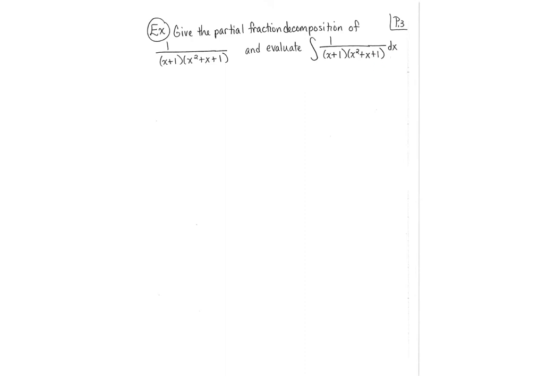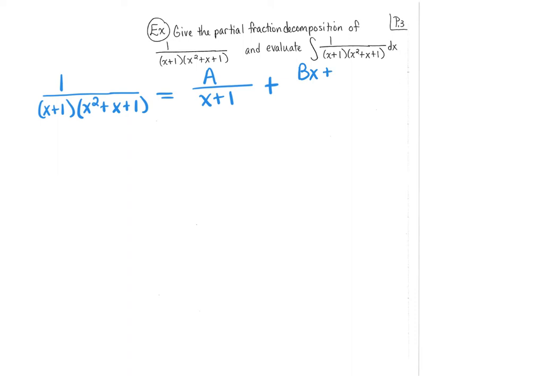Okay, so similar process. We write 1 over the quantity x plus 1 times the quantity x squared plus x plus 1. That's going to be equal to, the quantity x plus 1 is linear, so our numerator should be a constant. So that's a over x plus 1 plus, x squared plus x plus 1 is an irreducible quadratic, so our numerator should be a linear function, or line, right? So bx plus c over x squared plus x plus 1.